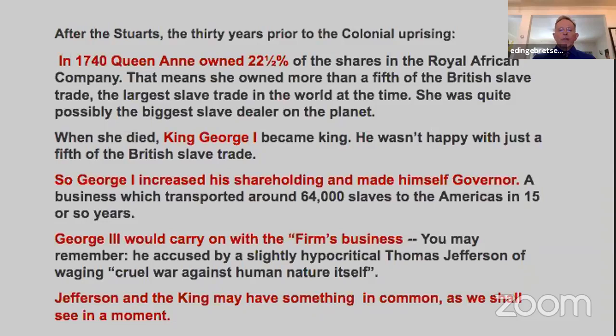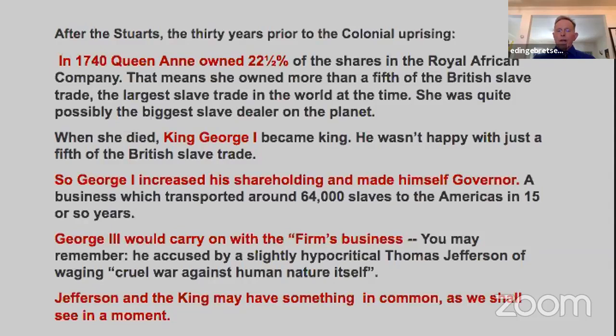So after the Stuarts, in the 30 years prior to the colonial uprising in 1740, Queen Anne owns 22% of the shares of the Royal African Company, a fifth of the British slave market. When she dies, King George becomes king. He's not happy with just a fifth. So he increases his shareholding, makes himself governor. He's the king. A business which transported 64,000 slaves to America in 15 or so years.